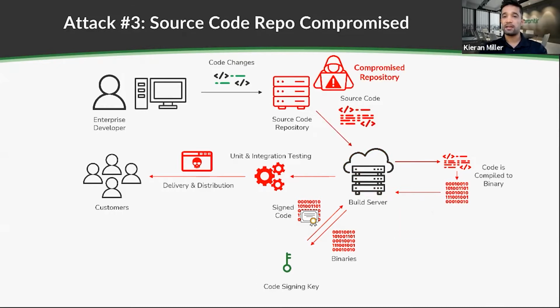The next attack vector is the source code repository. In this case, you're actually injecting the malware into the source code repository. Now, this is not ideal for the attacker because it does leave a permanent record of the malware. And so if you're following decent practices like code reviews, the developers are going to see that. So it's not ideal, but it's certainly possible.